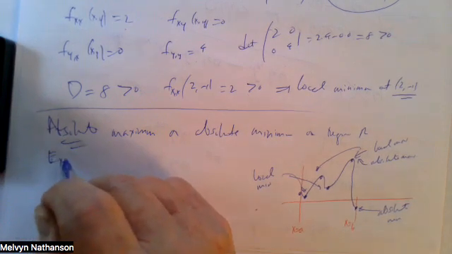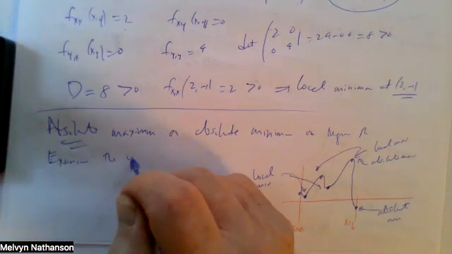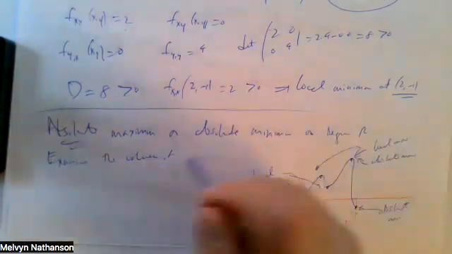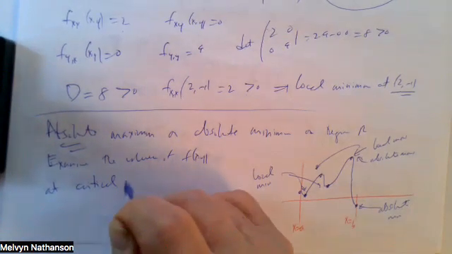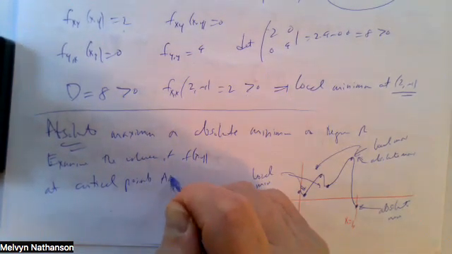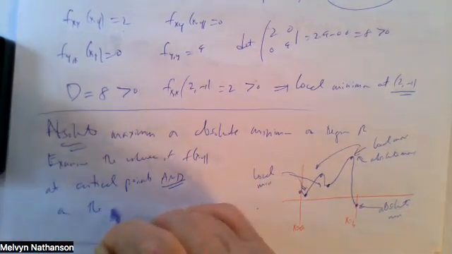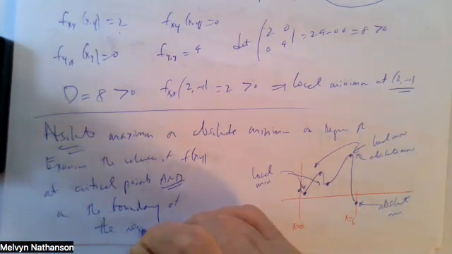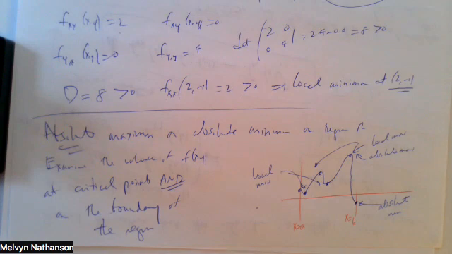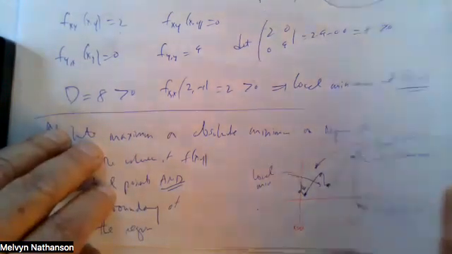And so you have to examine the values of the function f of x, y at critical points and on the boundary of the region. So let's try and do an example or two of this.